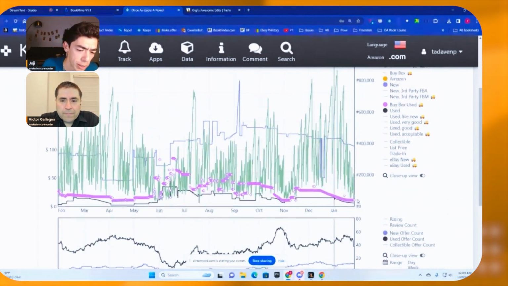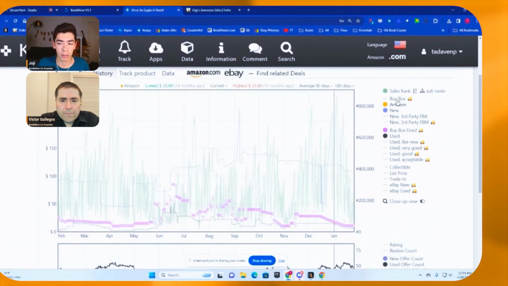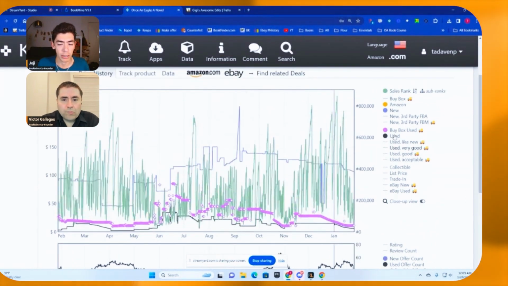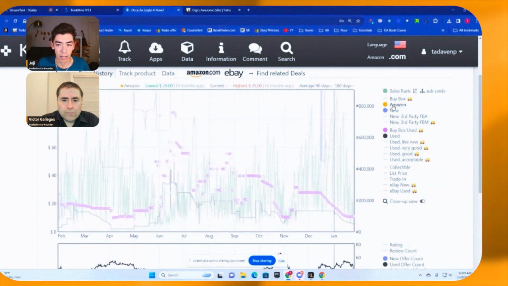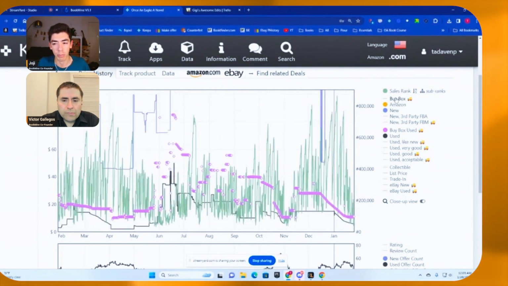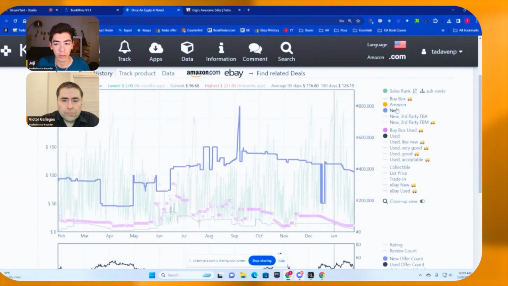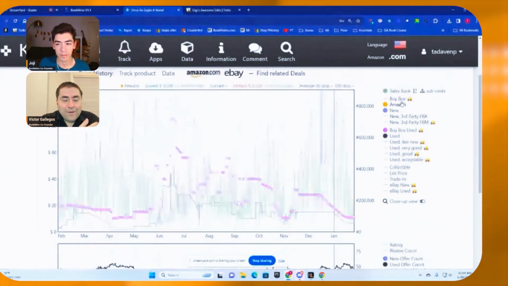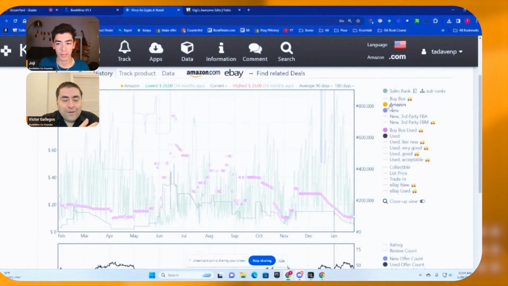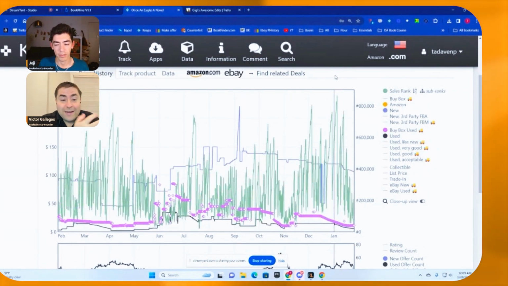And I'm not sure if we ever mentioned this, I think we probably did. But what happens, Victor, if Amazon doesn't show up on this graph? Let's say it goes buy box, Amazon, no new, and it just goes to buy box used. What would that mean? That there's no options of any sellers being on that listing throughout that book's history that has ever shown up.